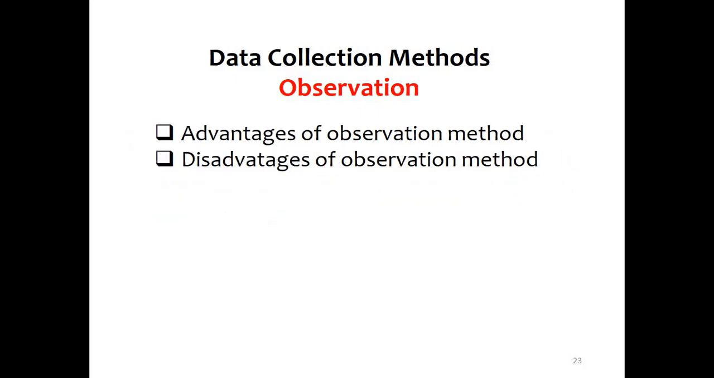Advantages of observation method. Directness. Observation offers first-hand data, capturing real-time behavior in natural settings. Researchers witness events as they unfold, reducing reliance on subjective accounts or interpretations. Naturalistic data. Observing individuals in their usual environments provides ecologically valid data, reflecting authentic behaviors often absent in controlled experiments.